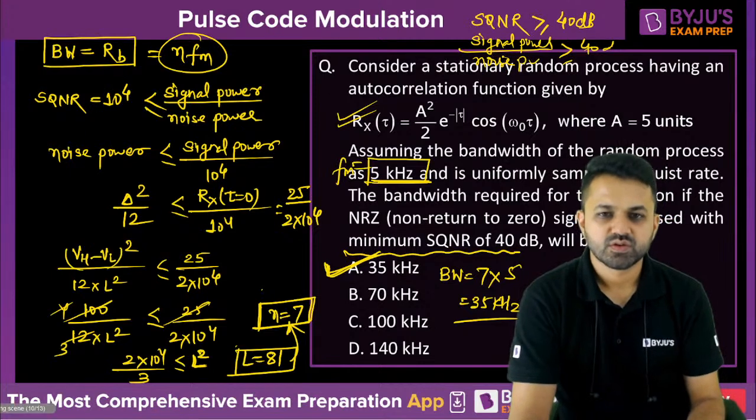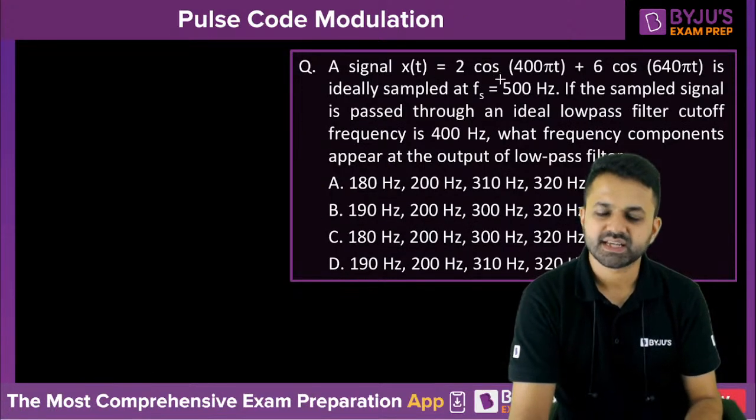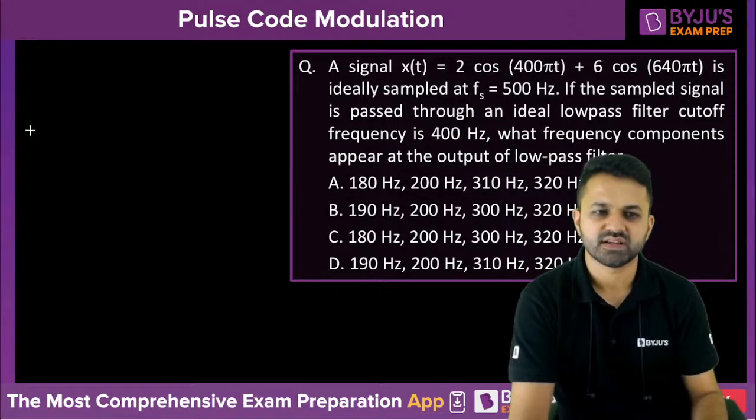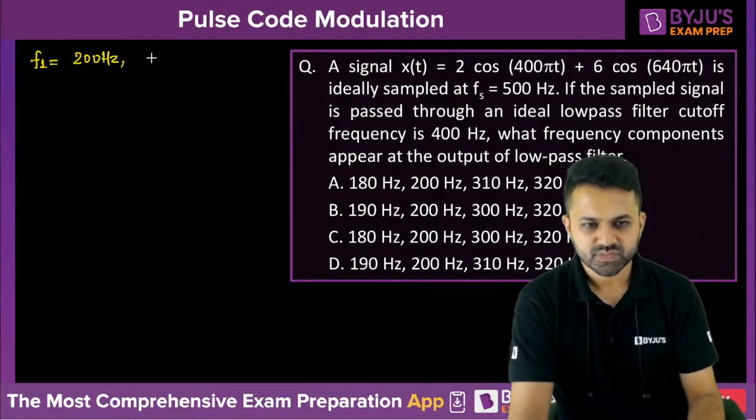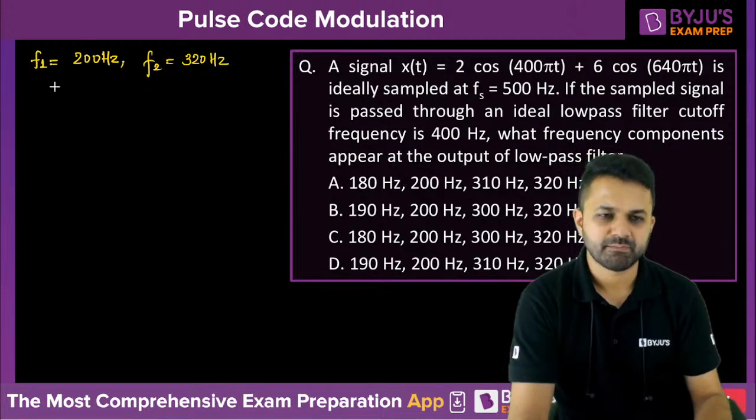Right. So next question. A signal is sampled ideally with the sampling frequency fs. Now if the sampled signal is passed through an ideal low pass filter, then what frequency components appear? So it is the case of multi-tone. f1 is equal to 200 hertz, and f2 is equal to 320 hertz. Right? And the sampling frequency is also given.